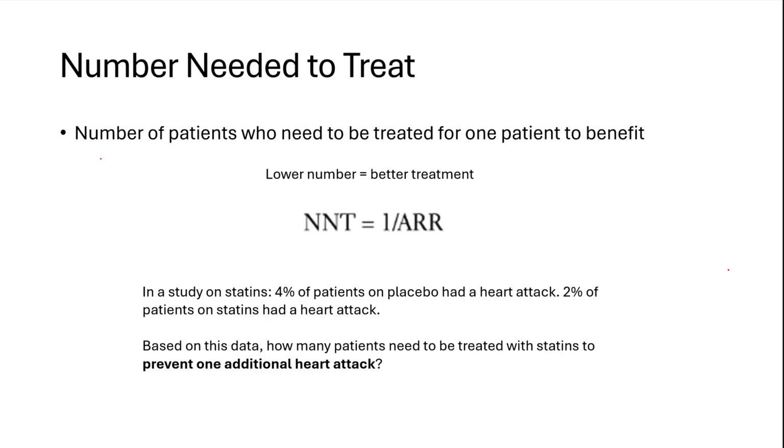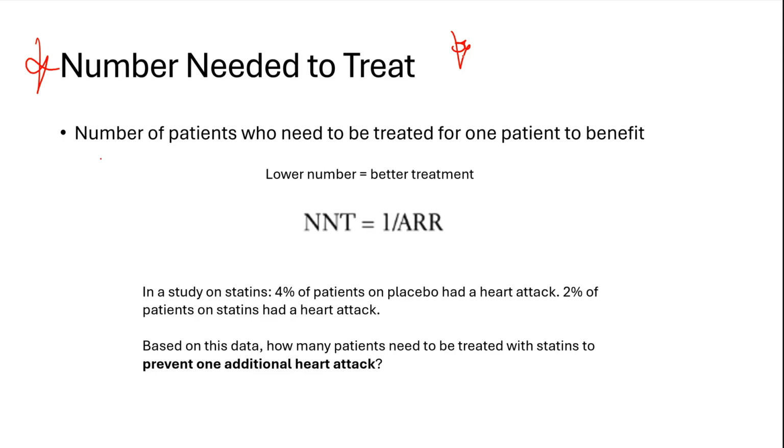So we have a study on statins. 4% of patients on placebo had a heart attack. 2% of patients on statins had a heart attack. How many patients need to be treated with statins to prevent one additional heart attack? How many patients do we need to treat in order for there to be one outcome? I know they're asking me for number needed to treat.